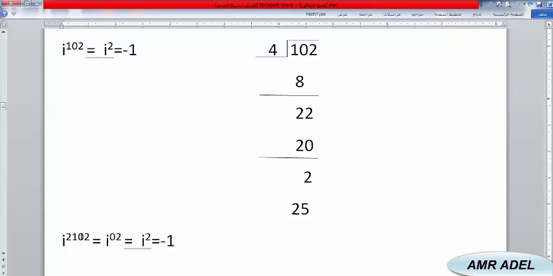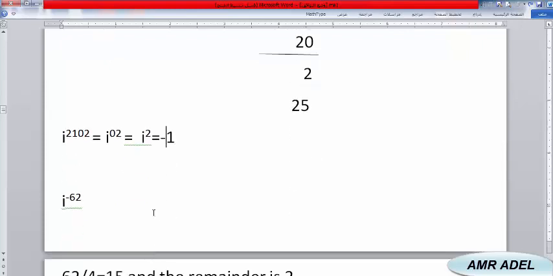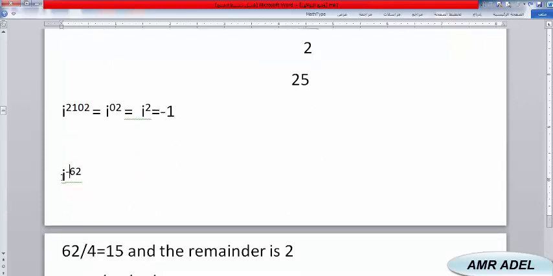Okay, look at this. This is a very big number, more than 100,000. No problem. We don't have to be afraid. This i power of 2102. How to solve this one? Directly remove the third and fourth digits. Then what is the rest? i power of 2. i power of 3 is what? Minus i. Easily.